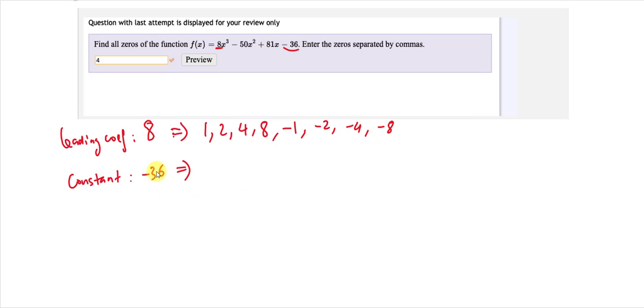And now -36, you can divide -36 to get the factors of that. And you can get 1, 2, yes. How about 3? Yes. 36 divided by 3 gives me 12. Okay. How about 4? Yes. 9 times 4, 36. 5, nope. 6, yes. 6 times 6, 36. 7, nope. 8, nope.